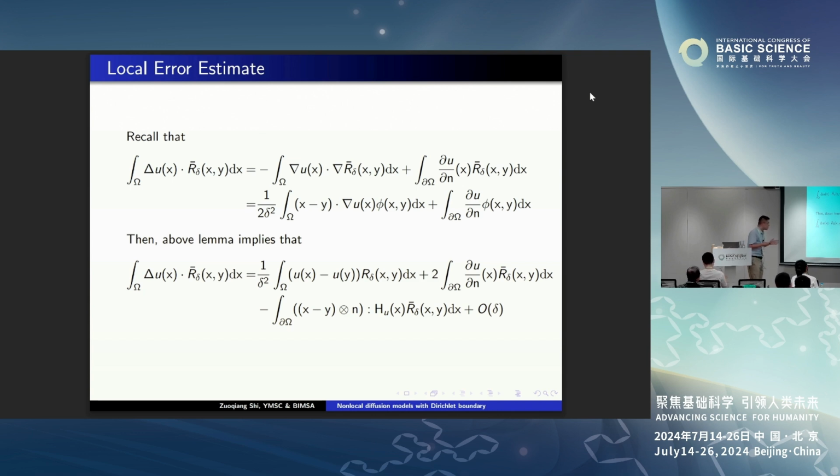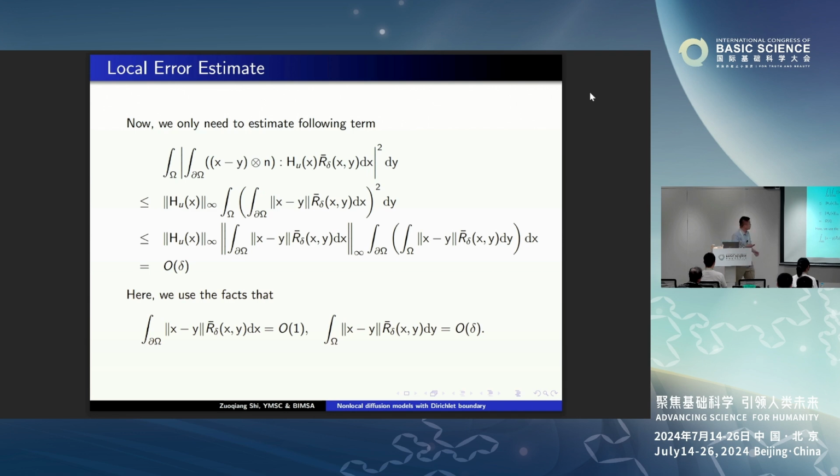Actually, this boundary term is not small near the boundary. There is x minus y here, which seems to be small. But the integration is over the boundary, which is one dimension less than the original domain. And the integration of this kernel function over the boundary is actually of the order of 1 over delta. So near the boundary, this term is actually of order 1. It is not small. But fortunately, its support is in a very narrow layer adjacent to the boundary. So the L-infinity norm of this term is not small. It's of order 1. But the L2 norm is small. It's of the order of the square root of delta.